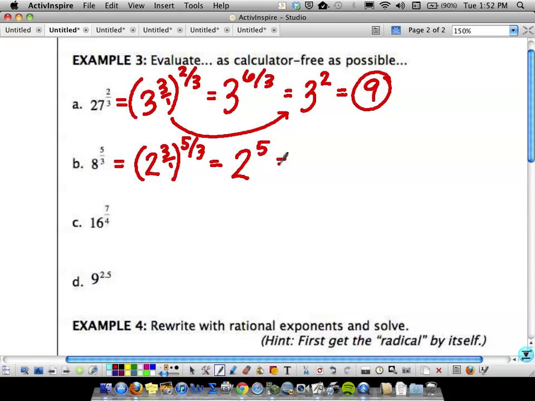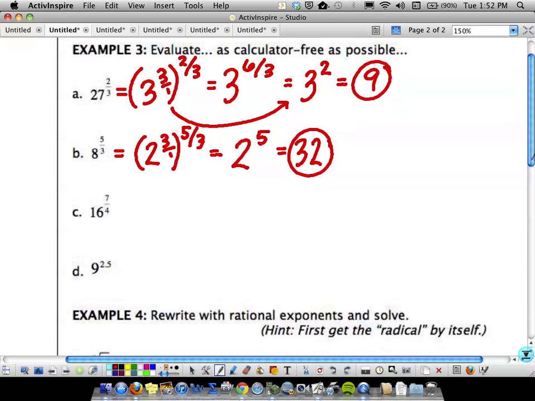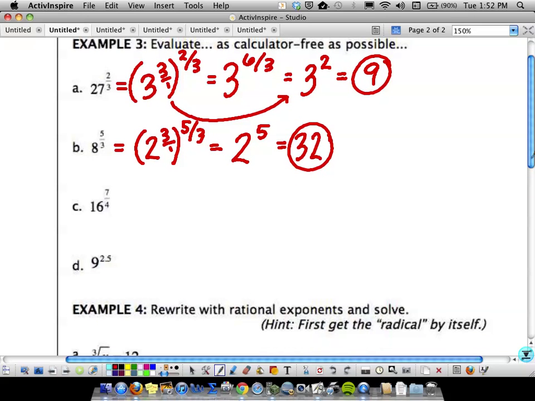2 to the 5th power, we can do that in our head. 2 times 2 is 4, times 2 is 8, times 2 is 16, times 2 is 32. So again, we've taken something kind of mysterious looking, 8 to the 5/3, and translated it into a much nicer answer of 32. I'm going to give you some time to look at C and D and see if you can make some sense out of those. And then I'll explain to you the correct answers.